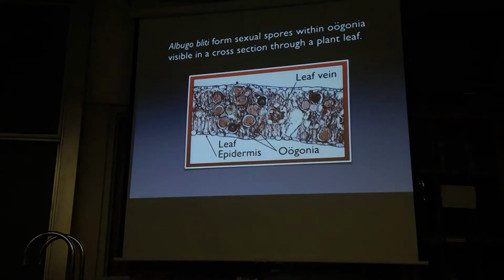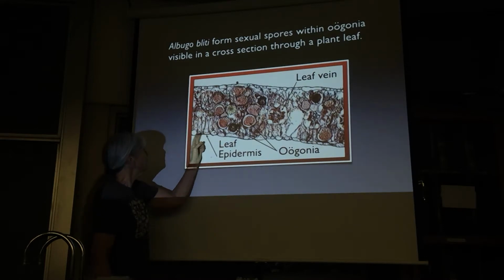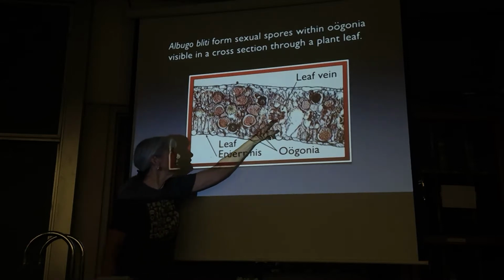This is what our slide looks like. So this is showing Albugo blytii inside a plant leaf. You can't even see the hyphae of the fungus. Instead, what you can see are these oogonia that contain oospores. So those are the sexual spores. The rest of this is leaf. There's leaf epidermis, leaf parenchymal cells, over here a leaf vein.